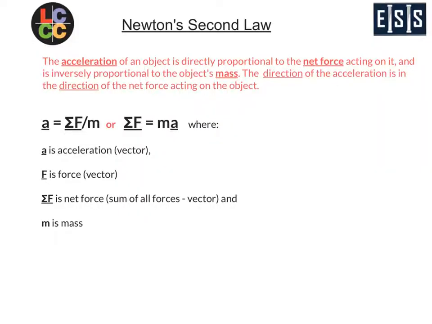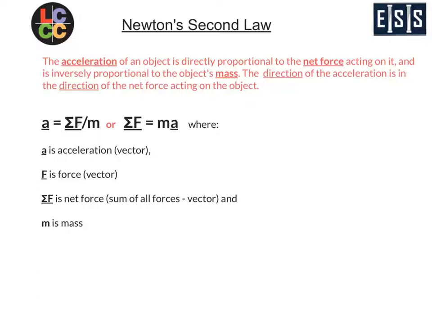This video will review Newton's second law. The second law states that the acceleration of an object is directly proportional to the net force acting on it and is inversely proportional to the object's mass. The direction of the acceleration is in the direction of the net force acting on the object. So this is basically a definition of what acceleration is.